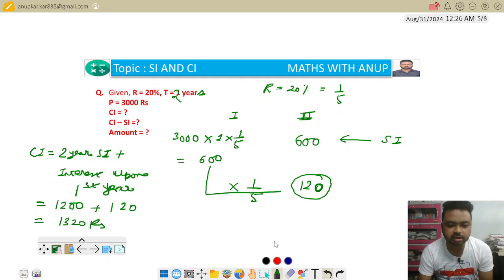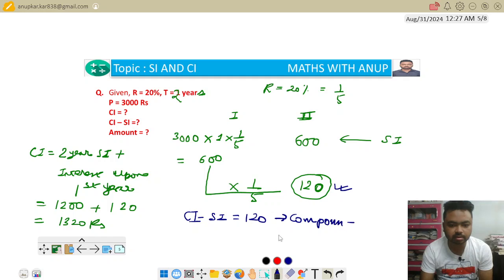Now the basic thing is that which thing is creating the difference here? This 120 value, right? So this 120 is my CI minus SI. So CI minus SI is 120, which is creating the compounding effect. Okay, I hope it is clear.